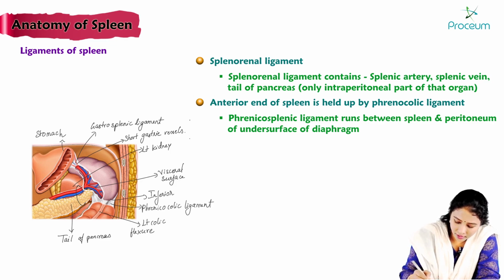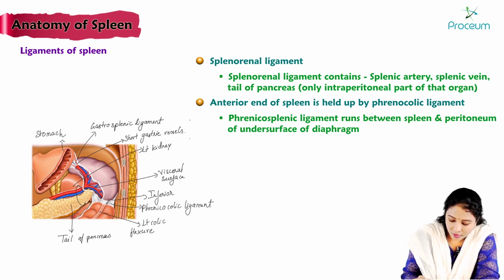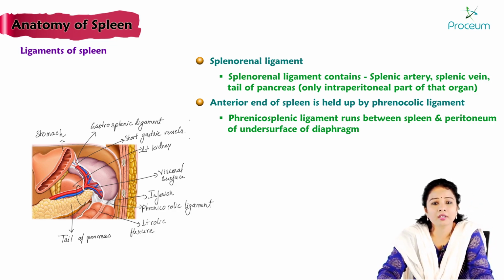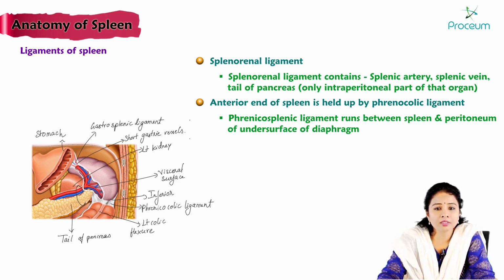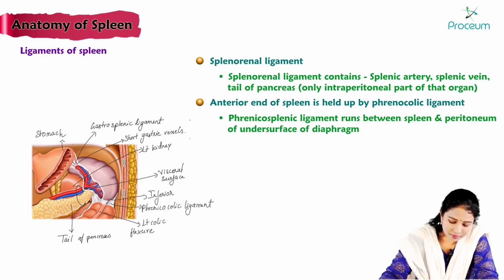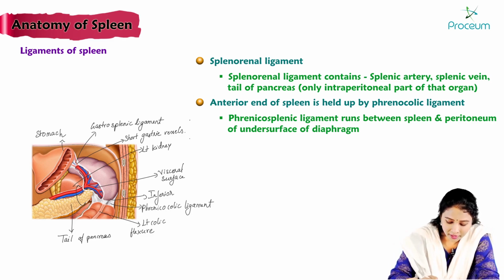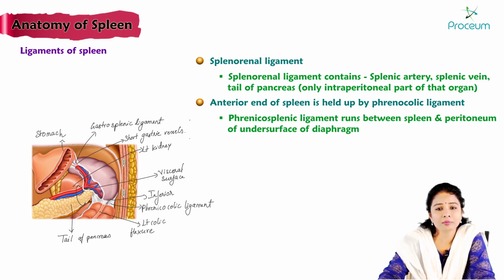So we can see the anterior end or the inferior pole of the spleen. It is connected to the splenic flexure of colon by means of phrenico-colic ligament. So this phrenico-colic ligament holds the spleen from anterior end. And phrenico-splenic ligament runs between the spleen and the peritoneum of undersurface of diaphragm. So between the spleen and the peritoneal reflection of the diaphragm is called as phrenico-splenic ligament.